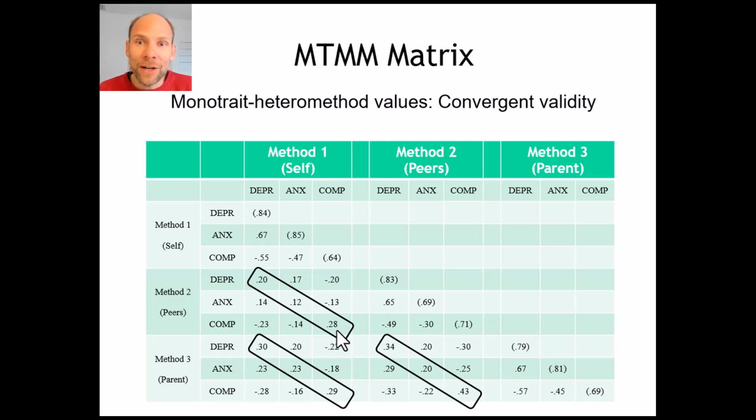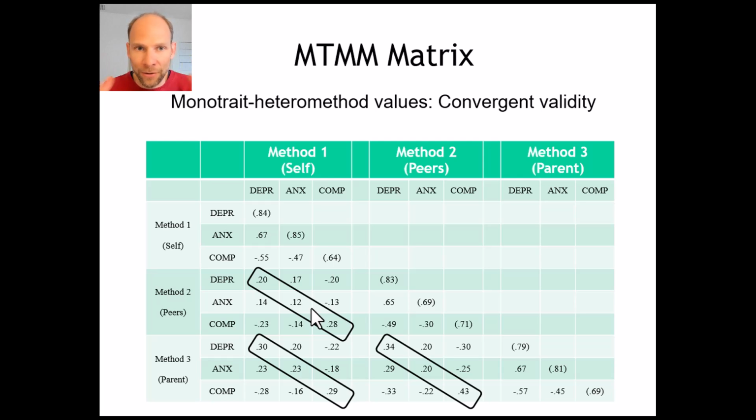For perfect convergent validity, if those different raters measured the same construct, we would want those correlations to be close to 1. Now, not exactly 1, because we know there's unreliability. We saw that the reliabilities here are not perfect, so a little bit below 1 they could be, even if there were perfect convergent validity at the latent or true score level, but definitely we would want them to be higher than 0.2 or 0.28. So this indicates a lack of convergent validity.